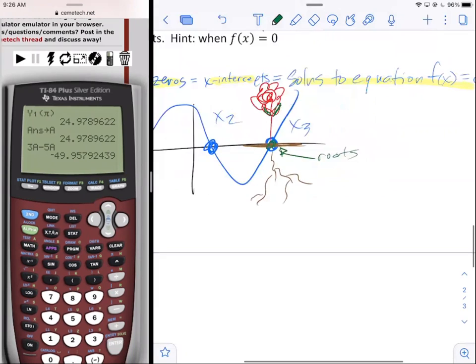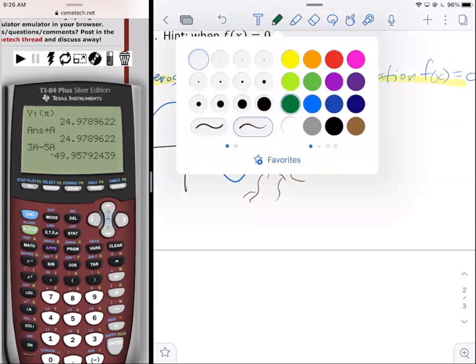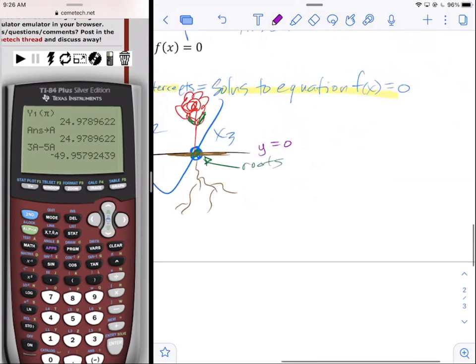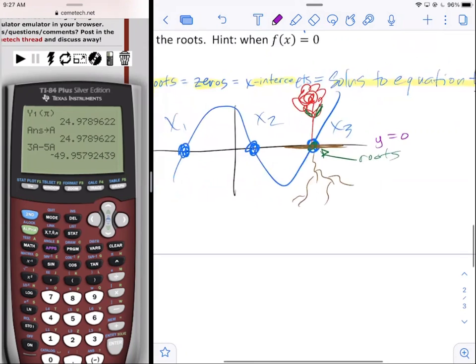Now, they're also called zeros. A lot of people don't call them roots anymore because it's kind of an old boomer term, you know? I still call them roots, but they're also called zeros. And that's a good word too, because that's where the y value is 0, right? That's literally where the y value is 0. And that's exactly why they are solutions to the equation f of x equals 0. Because what's another name for f of x? Y.